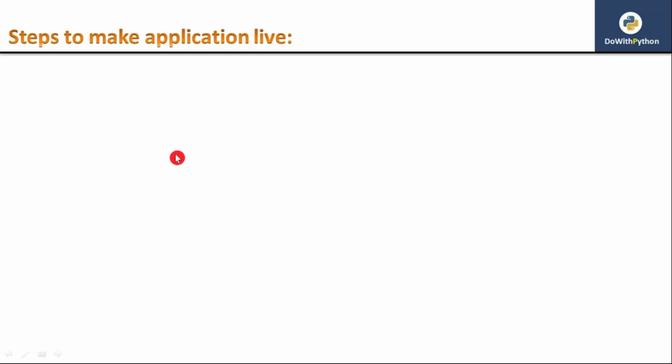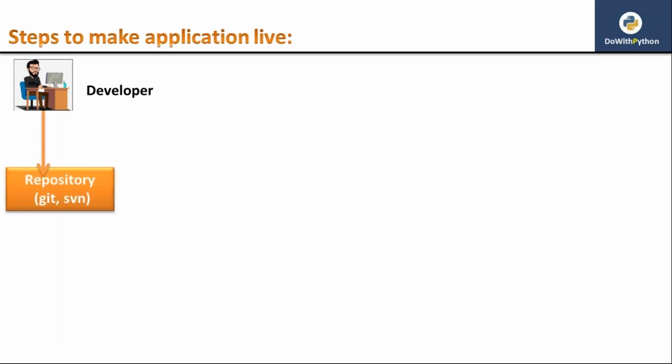Suppose that is an application. For that you have to write some code, and before writing code, you should have some plan. What is the purpose of that? What are the options we require for that application? Of course, there is a plan. Once you have a plan in your hand, the developer will come and write the code for that application. Once he completes that code, he stores it somewhere in some folder or directory. Just assume he is going to store that code in some repository.